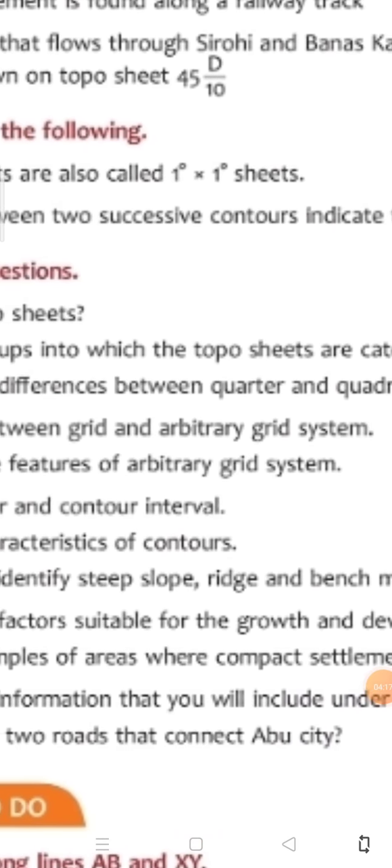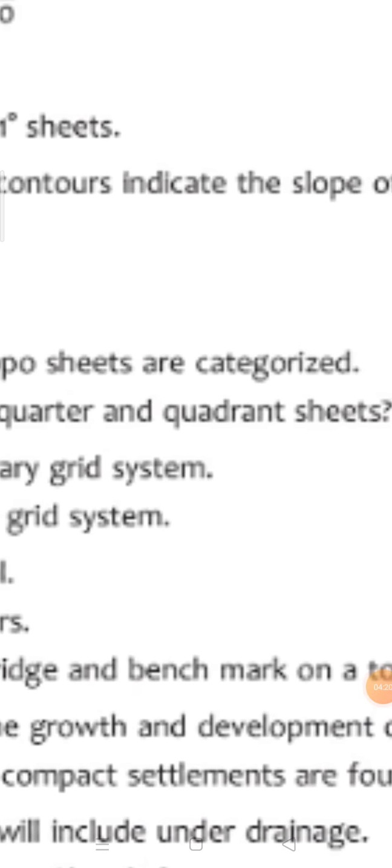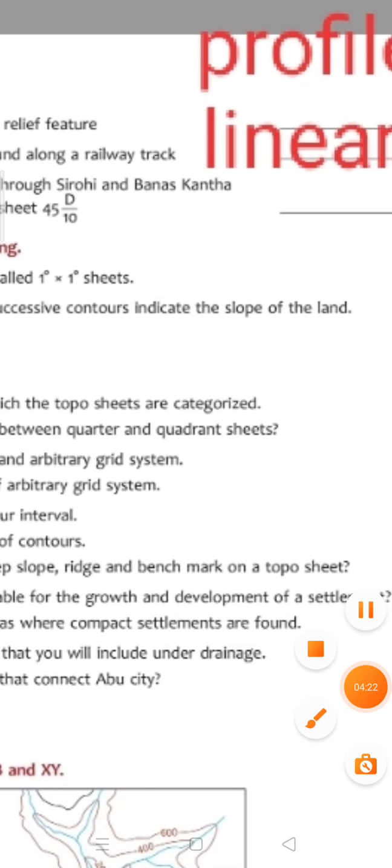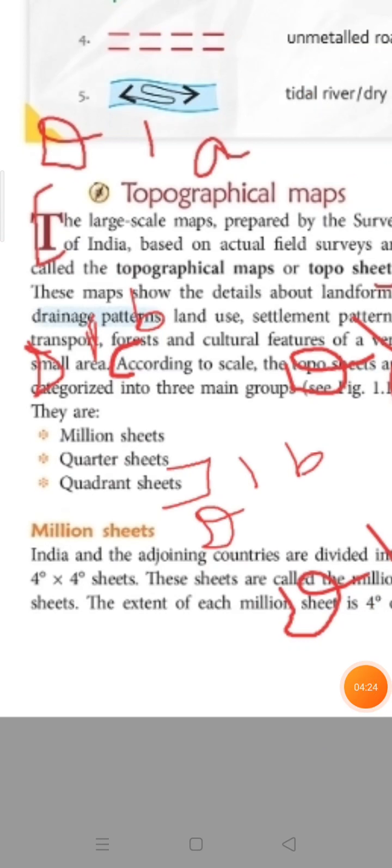Name the groups into which the topo sheets are categorized. According to scale, the topo sheets are categorized into 3 main groups. They are million sheets, quarter sheets and quadrant sheets.